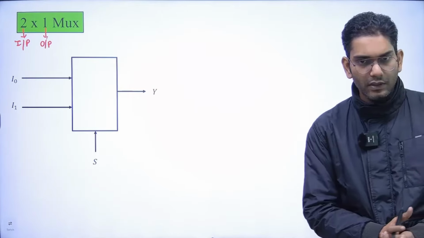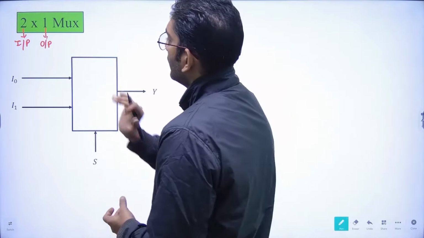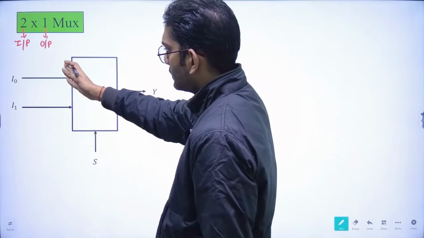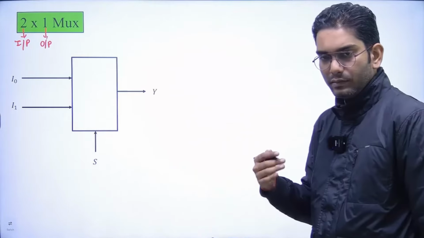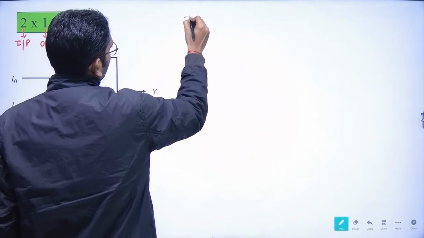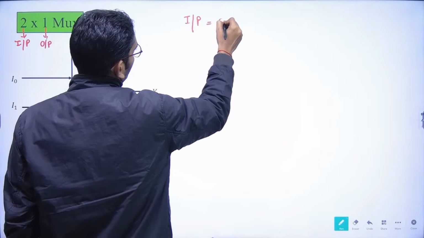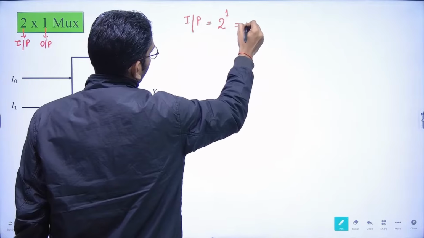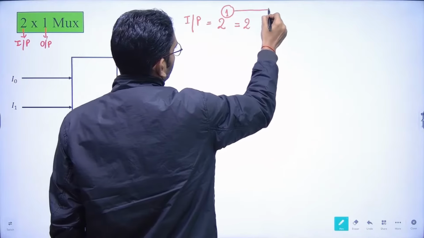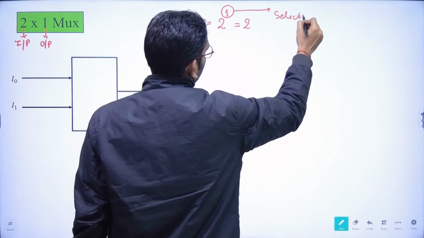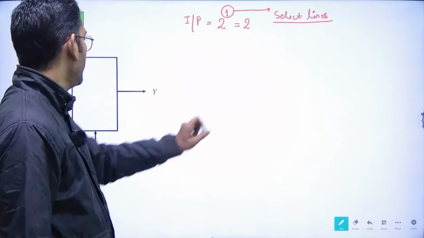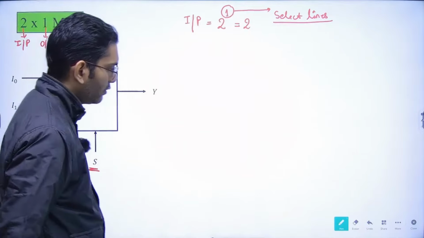Now, total how many inputs are present? 2. Inputs are generally represented as 2 to the power n. So here the input count is 2 to the power 1, that is giving us 2. Whatever we get in the power, that many select lines we use. Here we get the power as 1, so we are using only one select line.